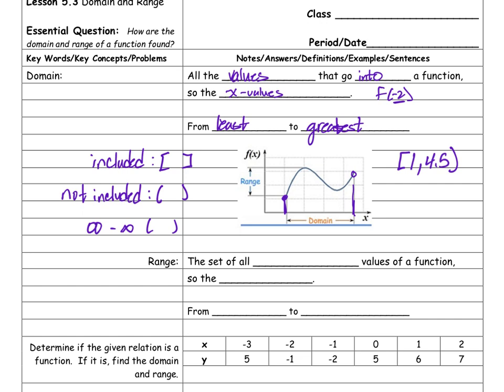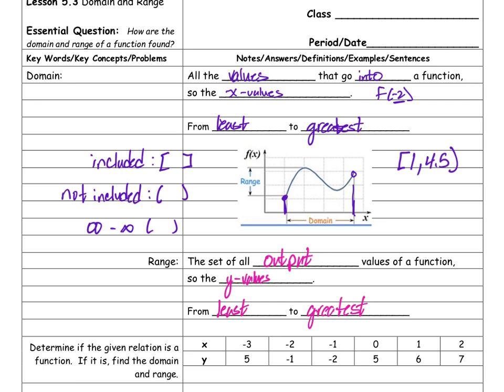Okay, so range is the set of all output values of a function. So the y values. So x is the values that we put into the equation. Y is what it equals, or the output of the function. So x is the input, y is the output. And again, we list that also from least to greatest, always, okay? It's always least to greatest.